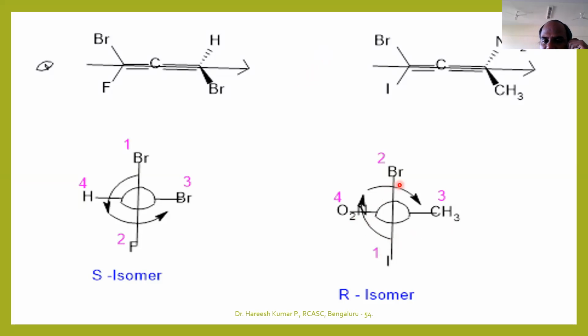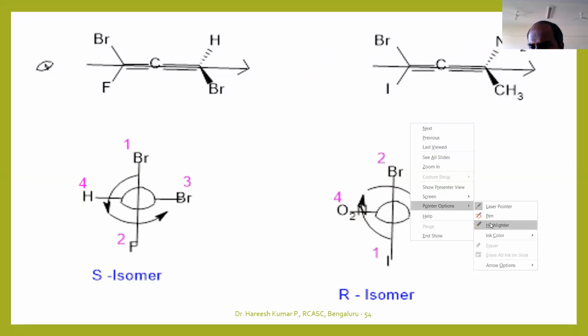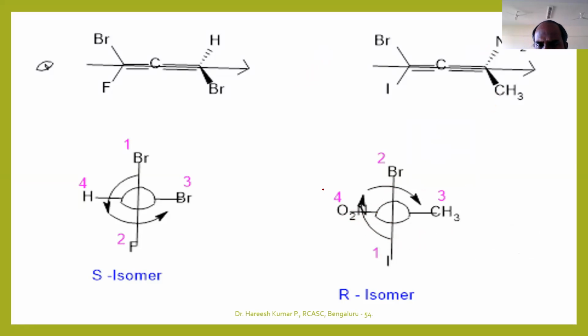One small thing: when you are assigning the priority between these two groups, CH3 was given a 3 but NO2 was given a 4. Actually this is wrong, and you have to change it. Maybe you can take the pencil. So this one is 3 and this one is 4. Then the movement should be from here to here.